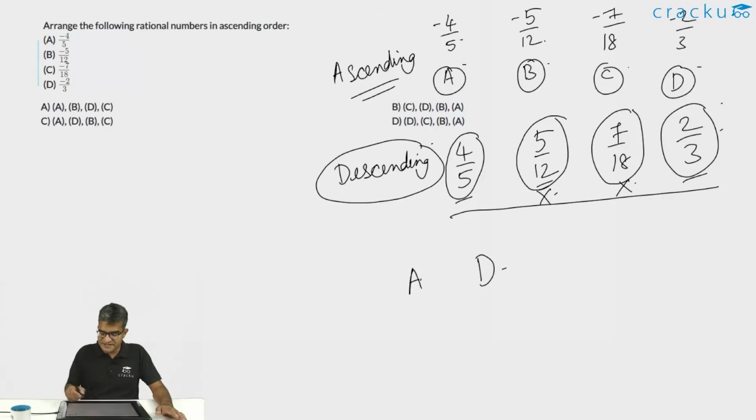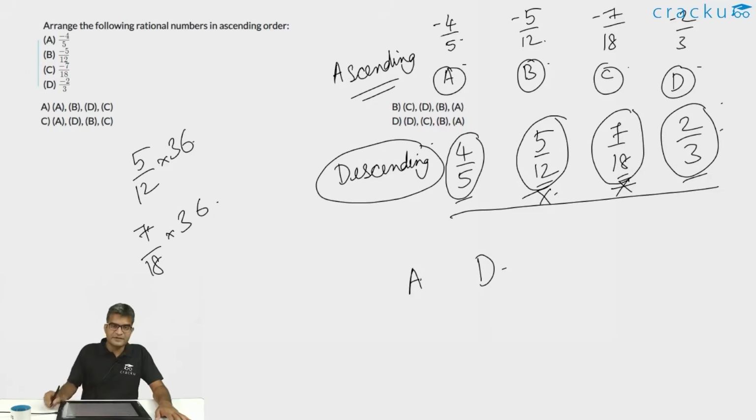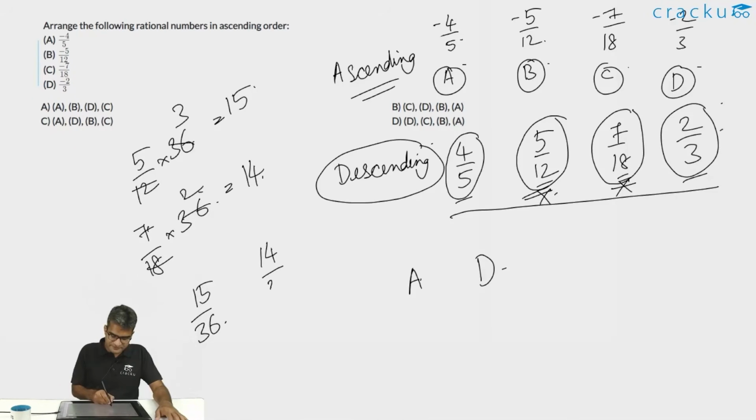Now the denominator in the first case is 12, in the second case it is 18. What is the least common multiple of 12 and 18? The smallest number which is divisible by both 12 and 18 is 36. So let us multiply both of them with 36. That is, we will multiply 5 by 12 with 36 and we will multiply 7 by 18 with 36. This is 3 and this is 2. 5 into 3 is 15, 7 into 2 is 14. So basically 5 by 12 is 15 by 36 and 7 by 18 is 14 by 36.